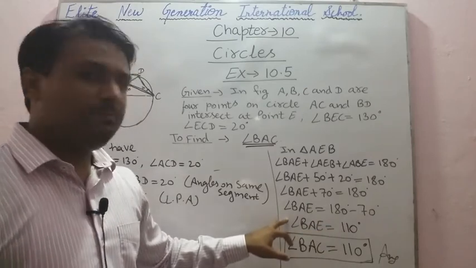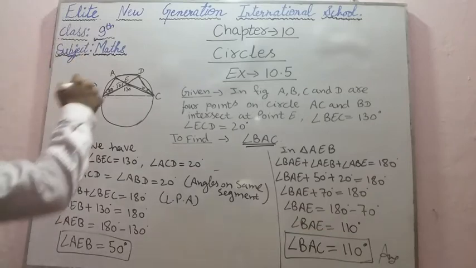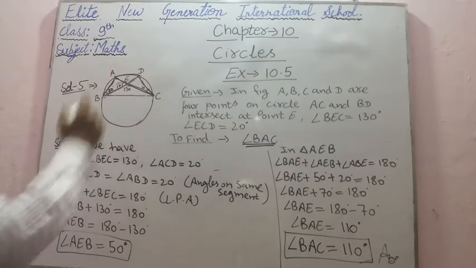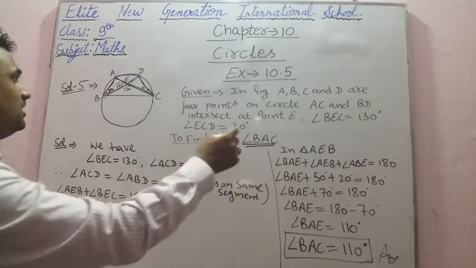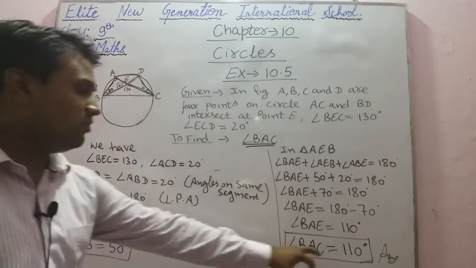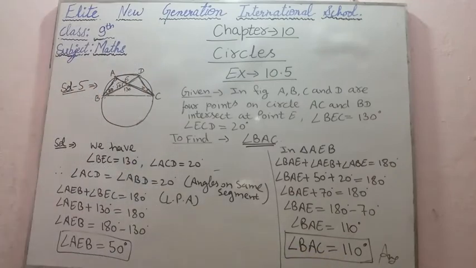So this angle BAE is equal to 110, and this BAE is also the same as angle BAC. So here we can say that this angle BAC will be equal to 110 degree. So answer will be 110 degree.